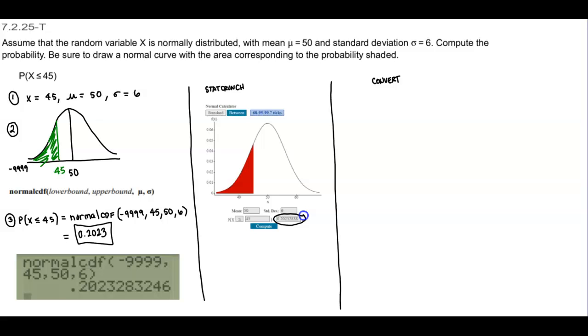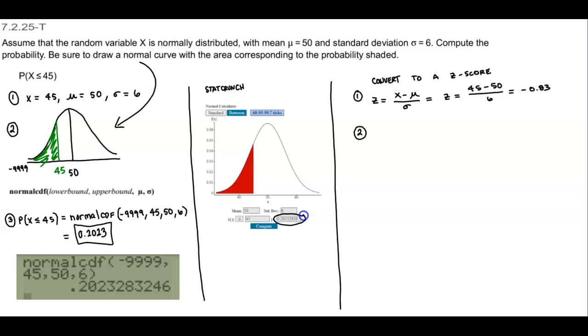But if we wanted to convert to a z-score, I want you to see the difference. This is the normal curve because our mean is 50. When it becomes the standard normal curve, we have a mean of 0. So if we want to convert this to a z-score, recall that the formula for a z-score is z equals x minus mu over the standard deviation. So therefore, z is going to equal x, which is 45, minus 50 over 6, which gives us negative 0.83.